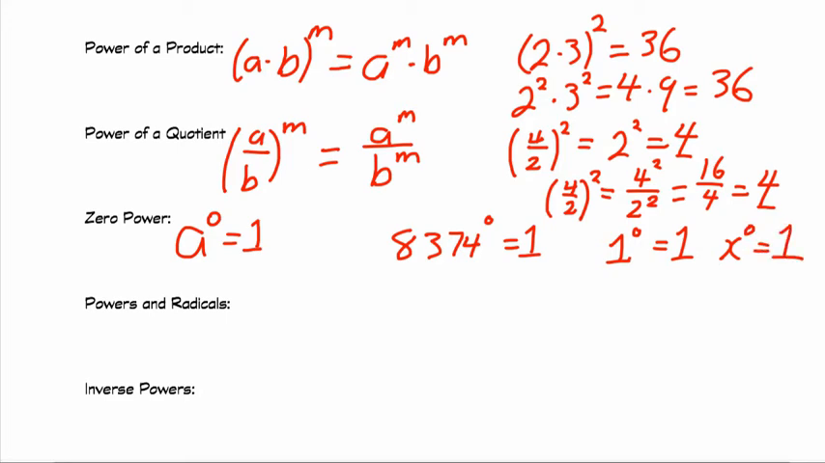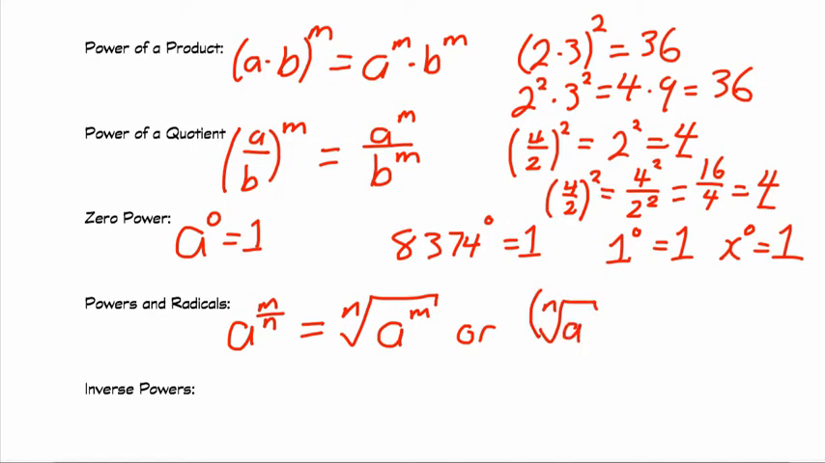well, this is still equal to 1. Now, powers and radicals is something that we should have learned in grade 10 by now, which states that a to the power of m over n, so a fraction here, is going to be equal to the denominator is our index of our radical, and the numerator is our power. Okay? So the nth root of a to the power of m, or it could be the nth root of a to the power of m. These two are the same, okay?